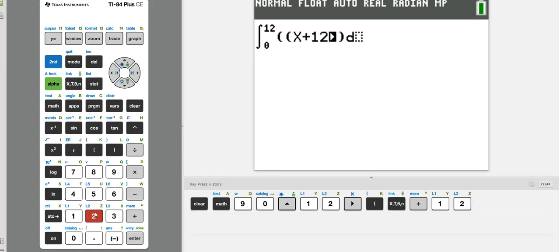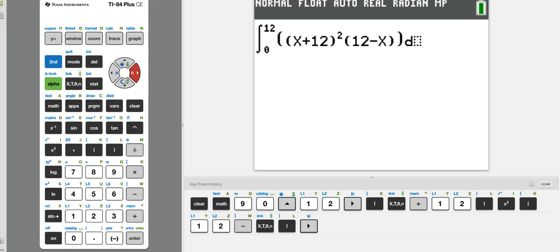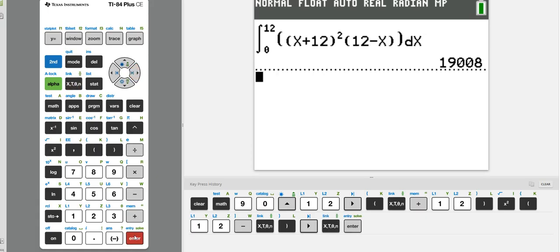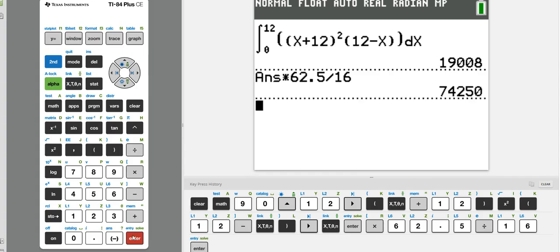(x + 12) squared, and then another set of parentheses, (12 minus x). And then, of course, you're integrating with respect to x, so dx. There you go, 19,008. Let's multiply that by 62.5. At the same time, we'll divide by 16. So there you go, 74,250, and the units would be pi.